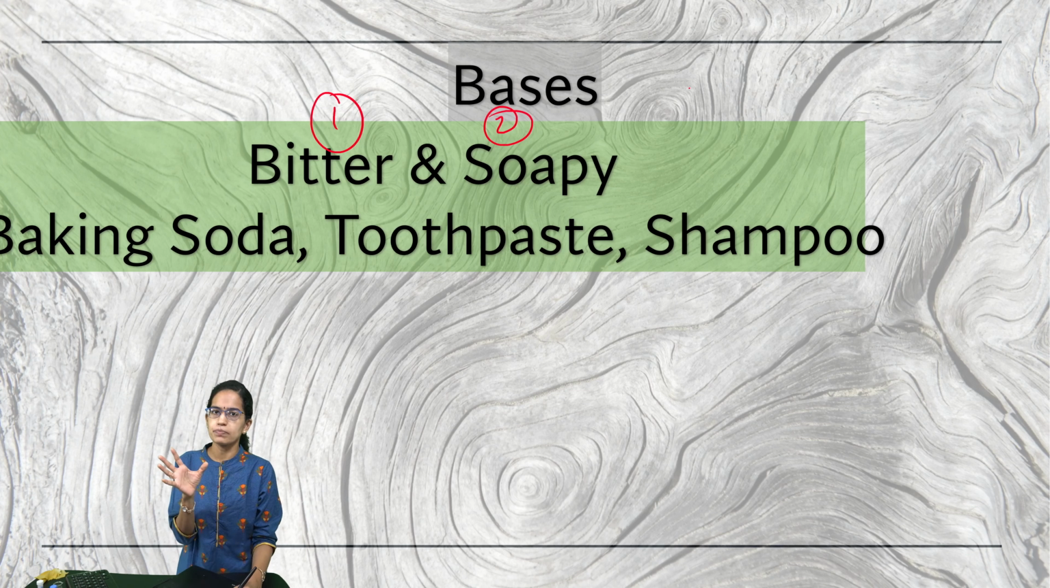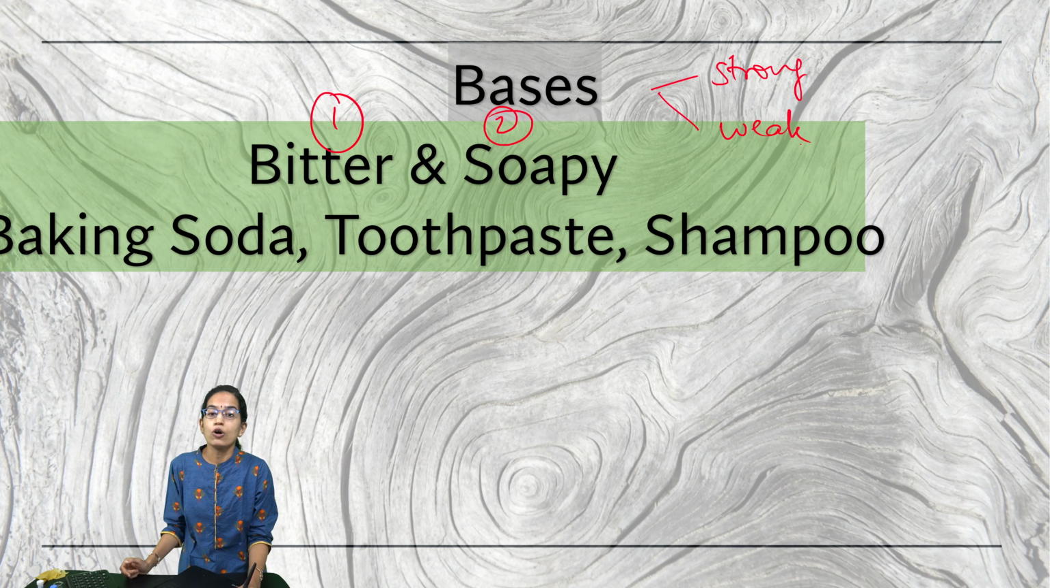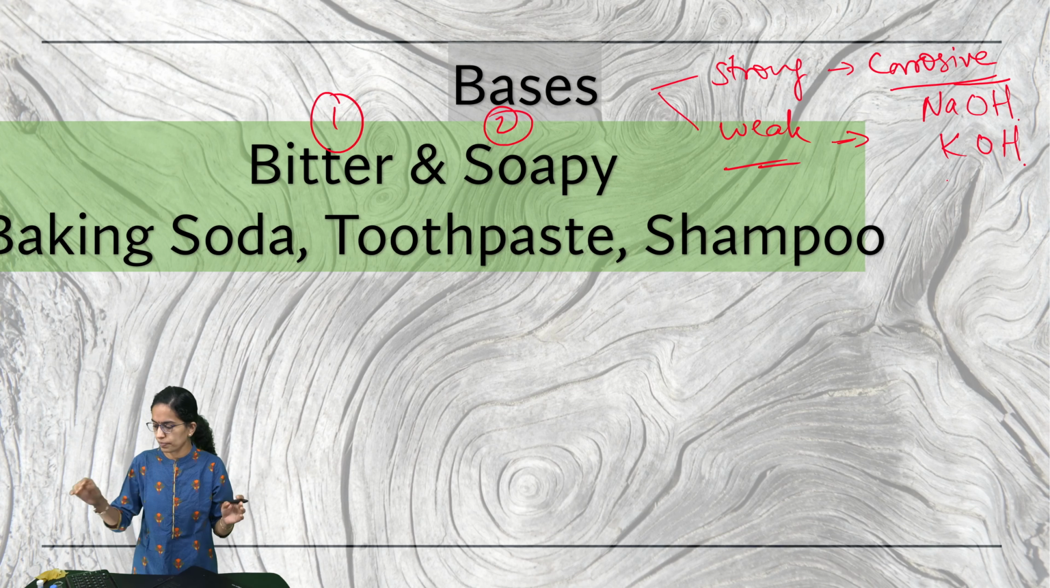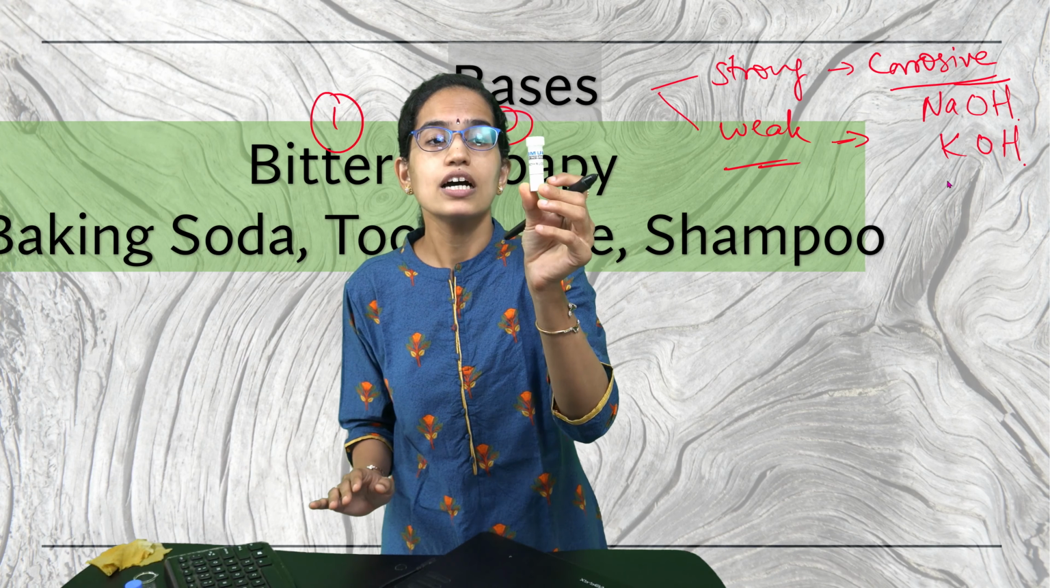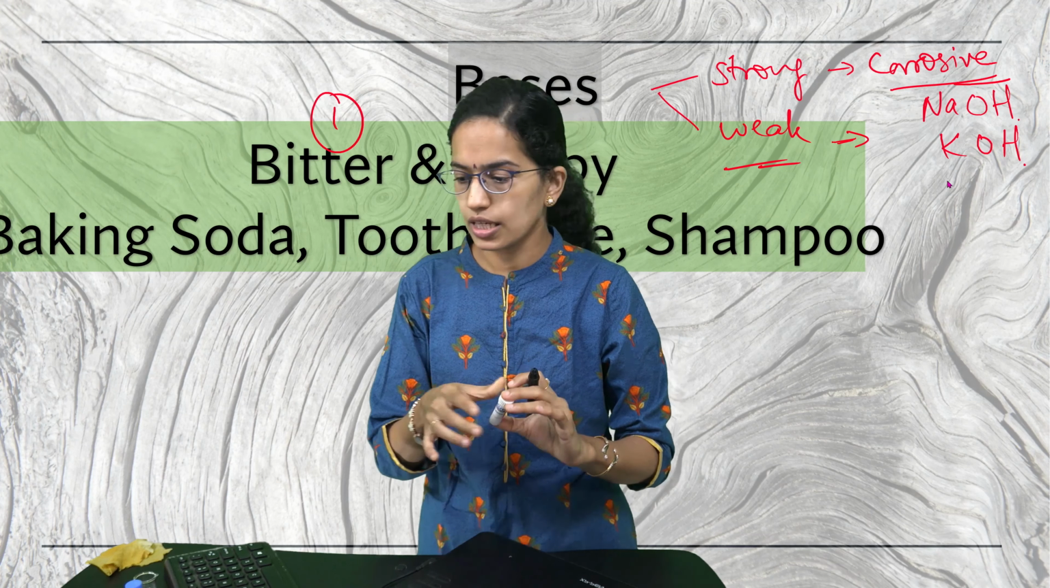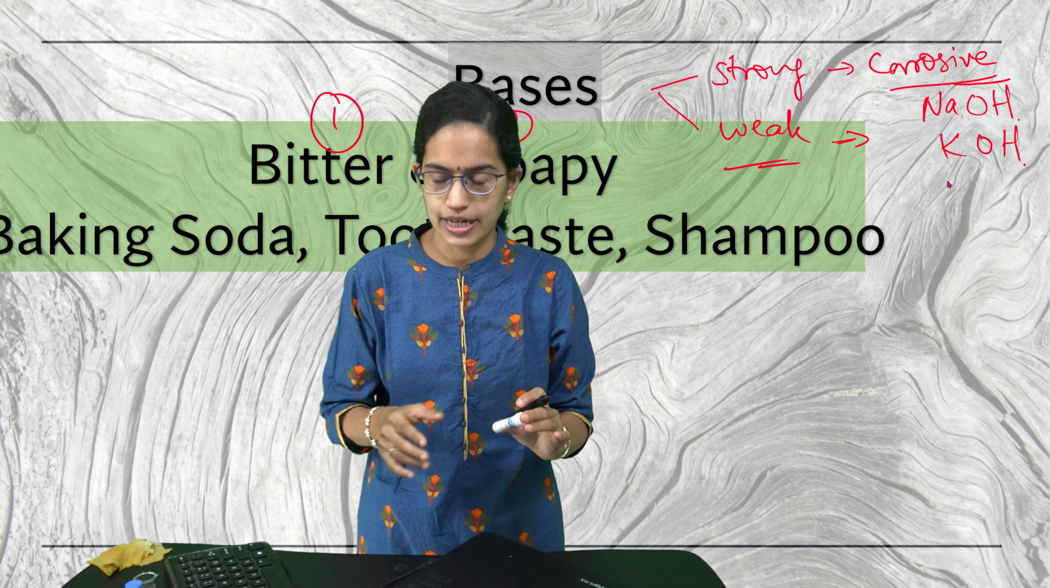Strong bases and weak bases: similar to strong acids and weak acids, we also have bases which are strong and weak. Now, strong bases are similarly corrosive as the acids. However, weak bases are not that corrosive. Examples of strong bases are sodium hydroxide and potassium hydroxide. I have sodium hydroxide as an example here, and this is a strong base. Bases which are strong actually give a very significant color on the indicator.